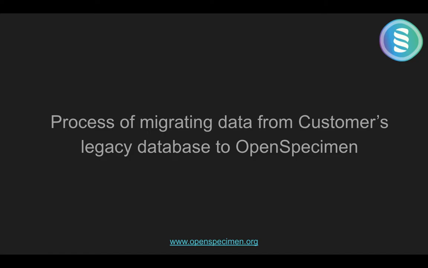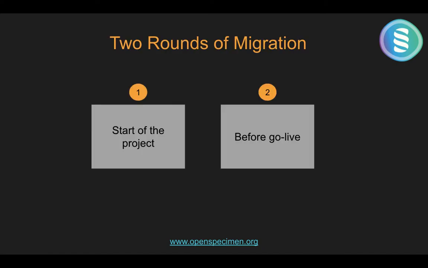Process of migrating data from customer's legacy database to OpenSpecimen. By definition we can migrate from Excel, MS Access, any legacy system, all such data we can migrate into OpenSpecimen. For this, we will perform two rounds of migration. We provide you with one test environment and one production environment.